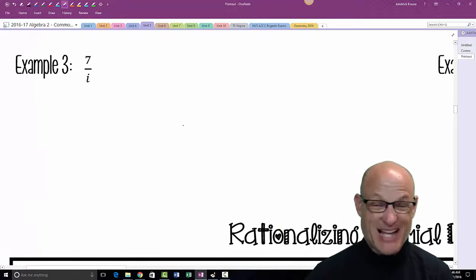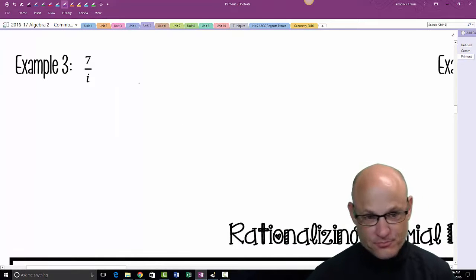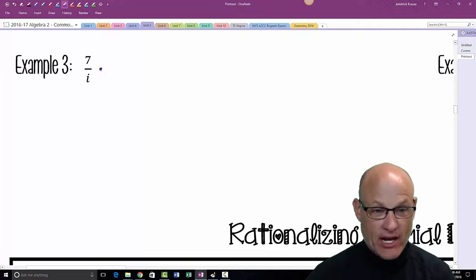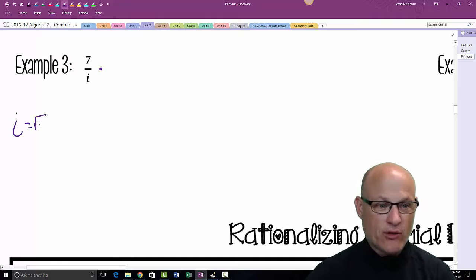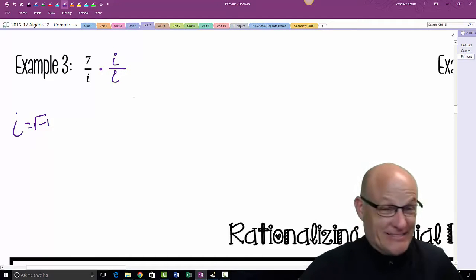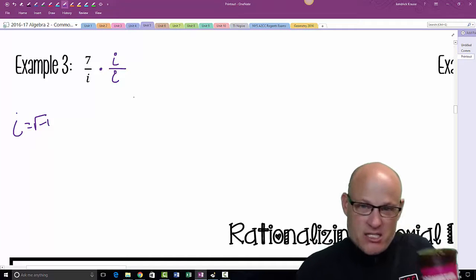All right, this case, I don't like i's in the denominator. I've got to get rid of it. Now, I need to tell you that's not a variable. That's the imaginary number i, the i that's equal to the square root of negative 1. So anyway, I'm going to multiply by i over i. I like multiplying by i.